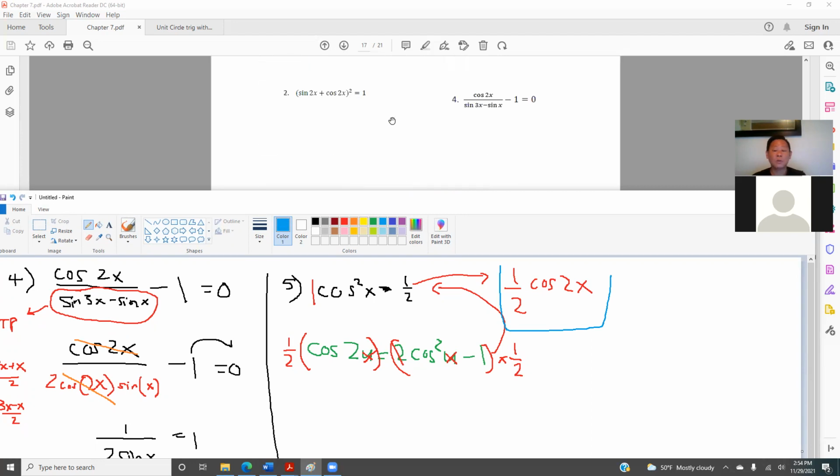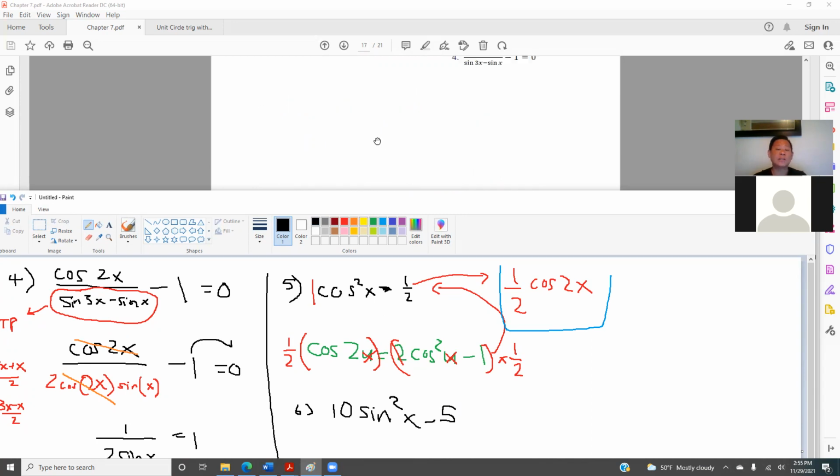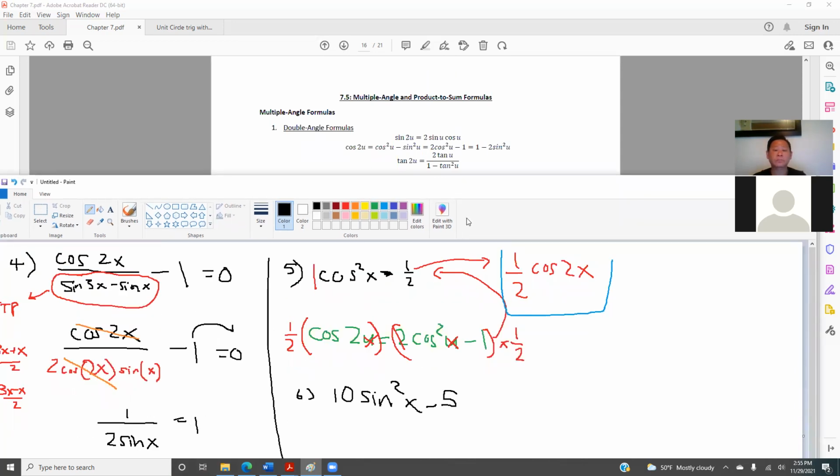So make sure you know that the identity you see here can be manipulated, meaning you can multiply by a number so you can get it to be the same as what we have. Same thing with question 6, using the double angle formula. So which formula can we use for this question 6? Sine, cosine, or tangent 2u?